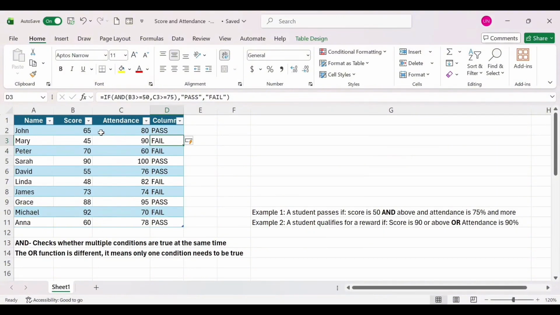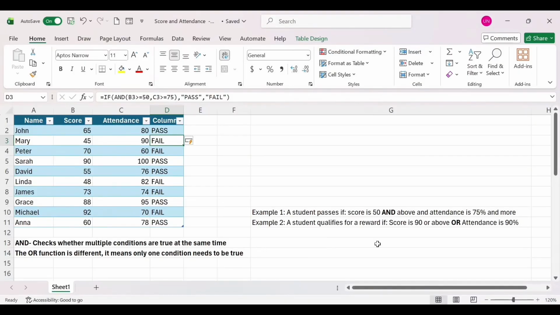Now, if we look at this together, John has more than 65 in score and above 75 attendance, pass. Now look at Mary. Mary has 45 in her score, but she has 90% attendance, but she failed. Because she did not have up to 50 here, and that's why she failed. Now, this person scored 70 in score, and then the attendance is 60%. The person failed. So this is how we can use our if and function. So it checks whether multiple conditions are true at the same time.